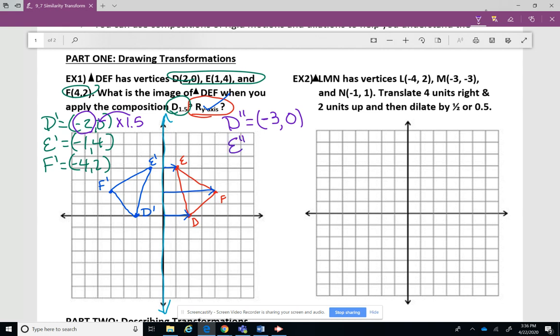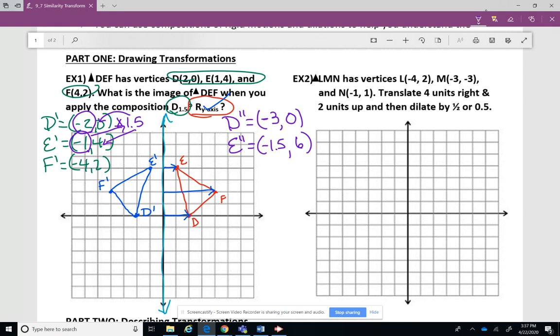All right, let's look at E prime prime. If you multiply -1 times 1.5, you're going to get -1.5. If you multiply 4 times 1.5, think of that as $1.50 4 times. So you should get 6 because $1.50 2 times was 3. So 4 times should be double that, 6.